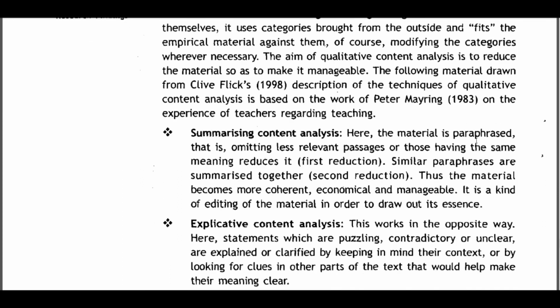Here the material is paraphrased, that is, omitting less relevant passages or those having the same meaning reduces it. First reduction. Similar phrases are summarized together. Second reduction. Thus the material becomes more coherent, economical and manageable. It is a kind of editing of the material in order to draw out its essence.